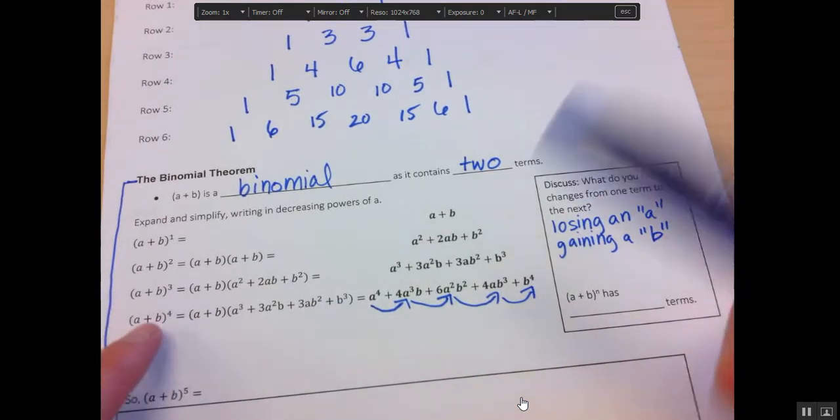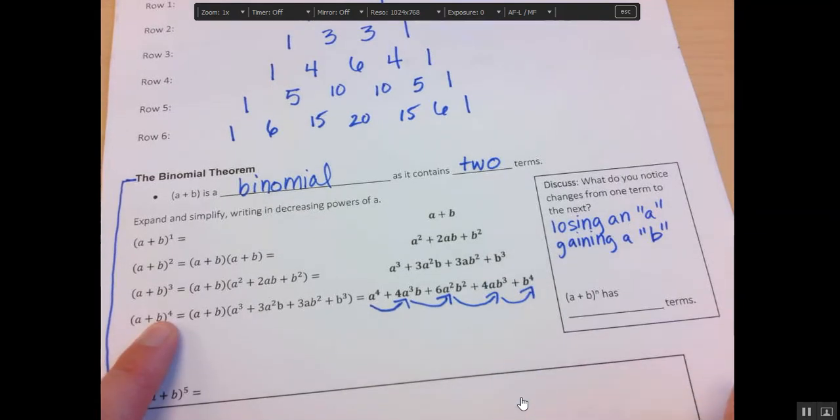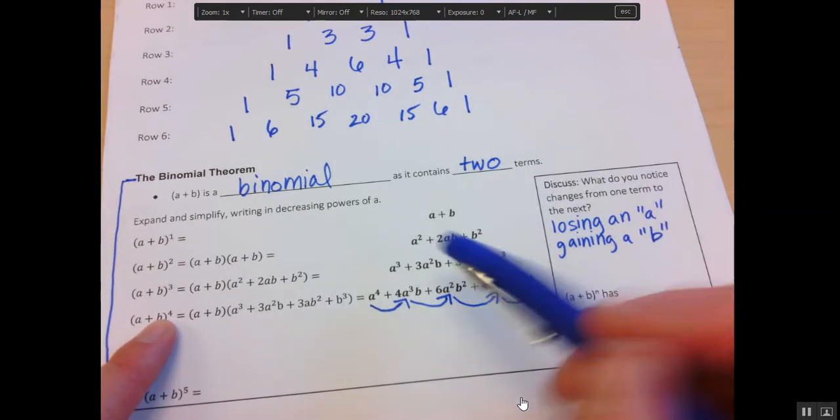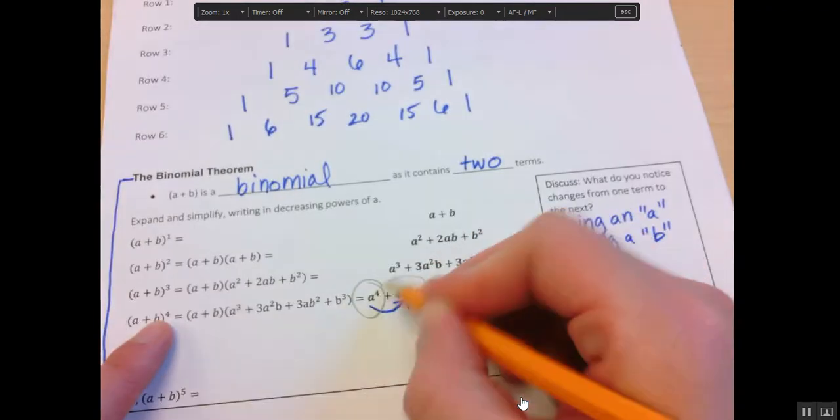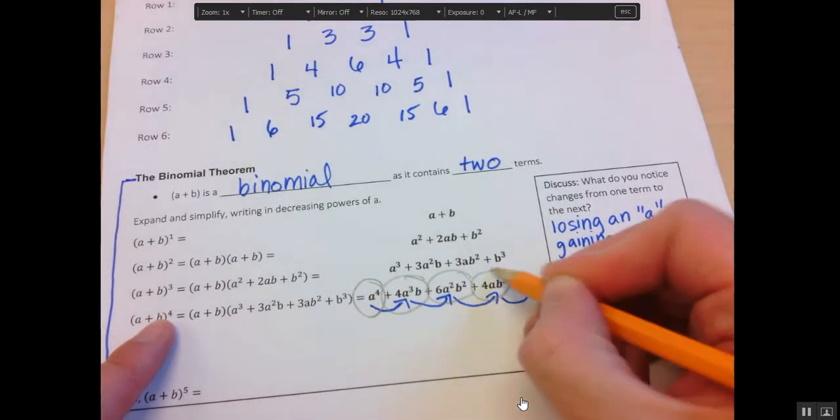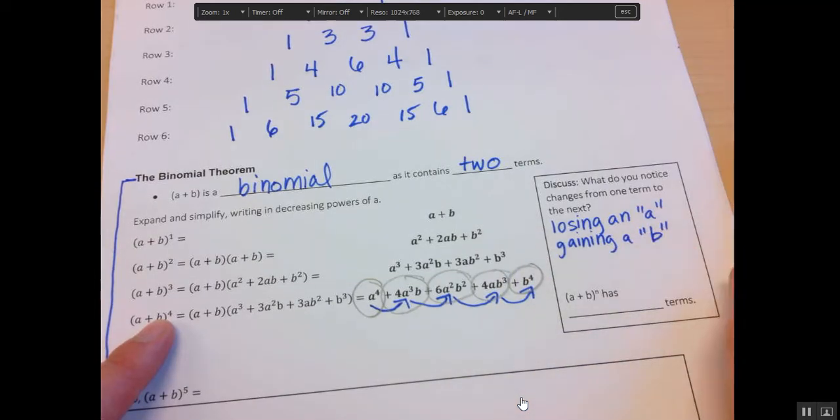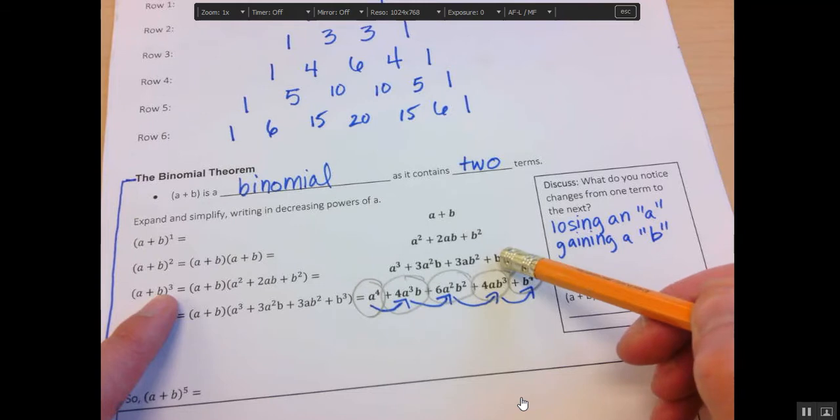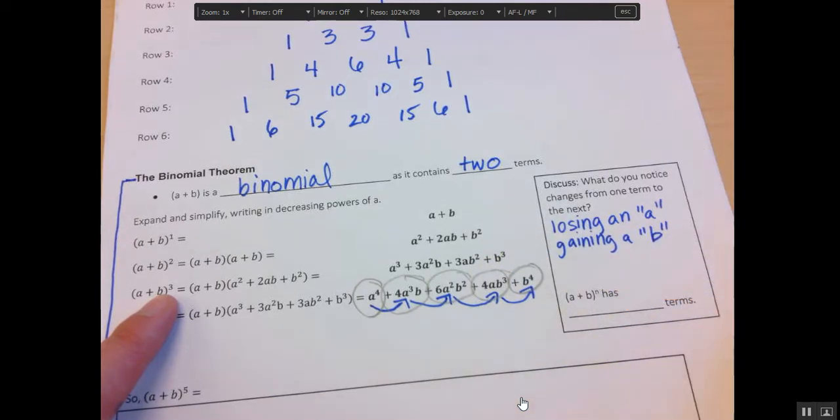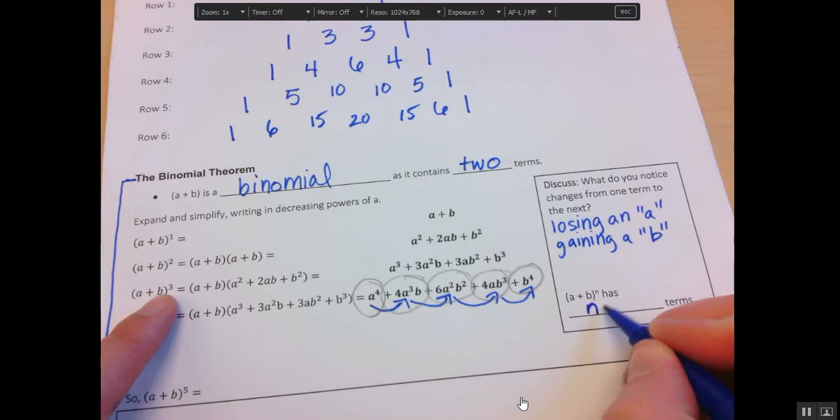All right, if I'm raising this to the 4th power here, how many terms do I have? Terms are here. That's a term, that's a term. How many terms do I have? 5 terms. If I'm raising it to the 3rd power, how many terms do I have? 4. So if I'm raising it to the n power, how many terms do I have? Do I have more terms than the exponent or less? N plus 1, good.